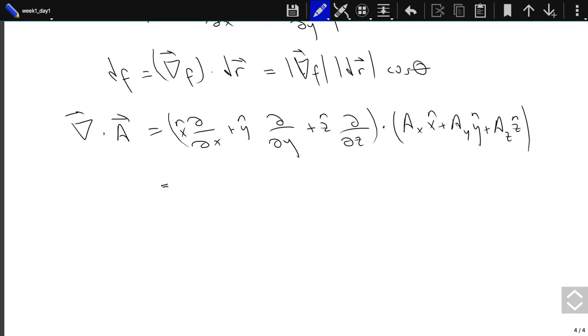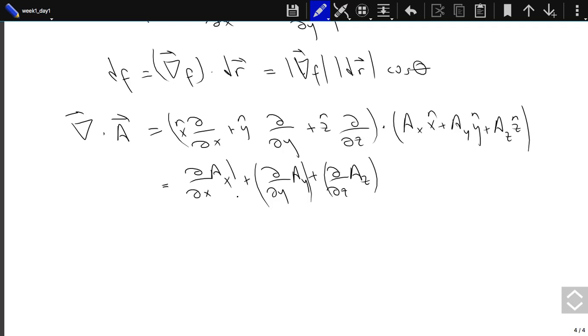This will be equal to, well, the scalar product of two vectors in terms of its components is just multiplying the corresponding components. I multiply del by del x by ax, and del by del y by ay, and del by del z by az, and sum them up. This is how we define the divergence of a vector field.